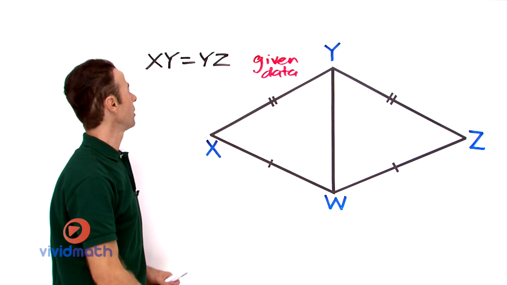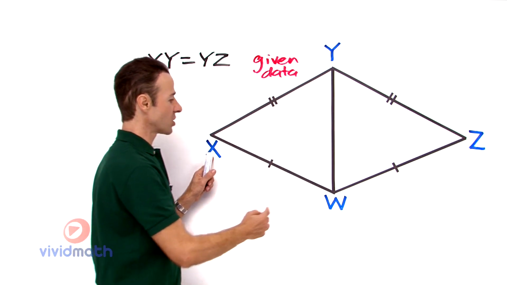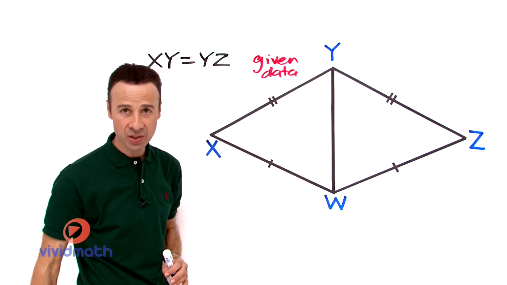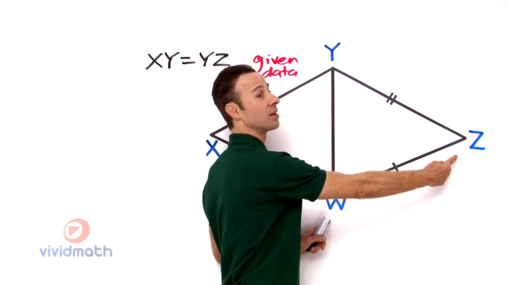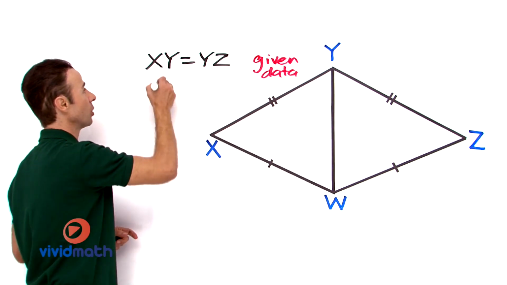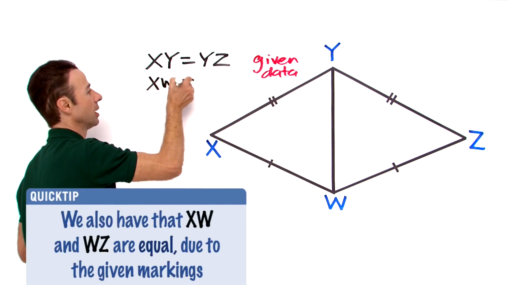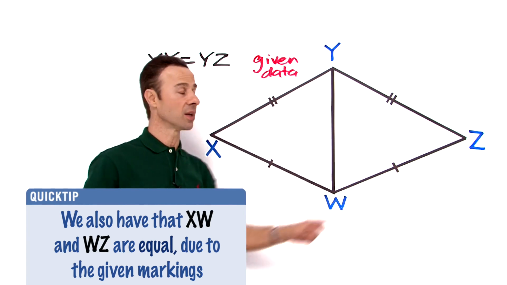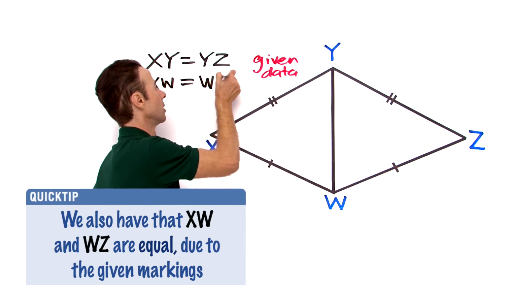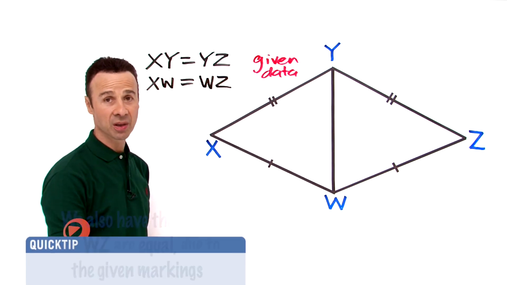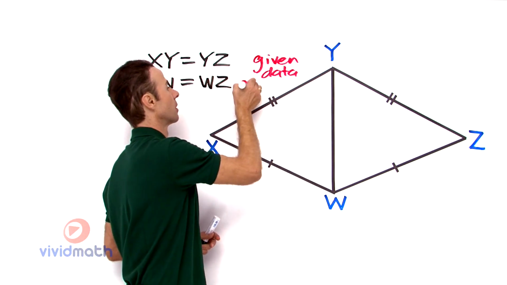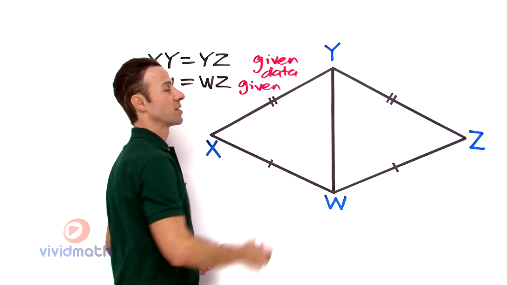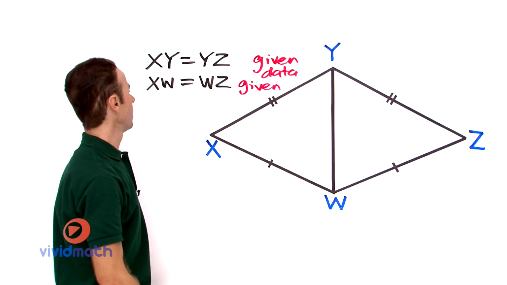Okay, what else do we have here? Well, if we look at this, XW is exactly the same length as WZ. So let's put that down. So we have XW equals WZ. Now, that is also given, so let's write that down. That's our evidence.